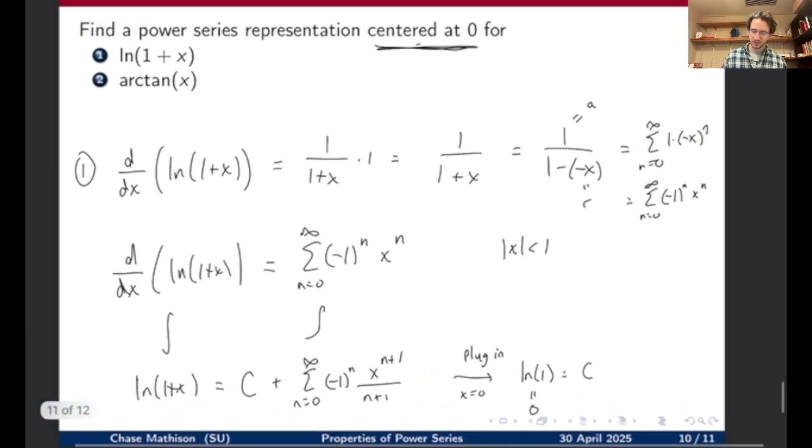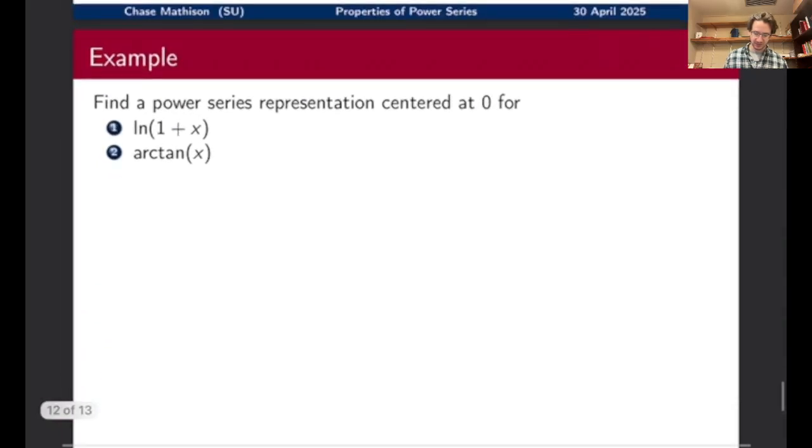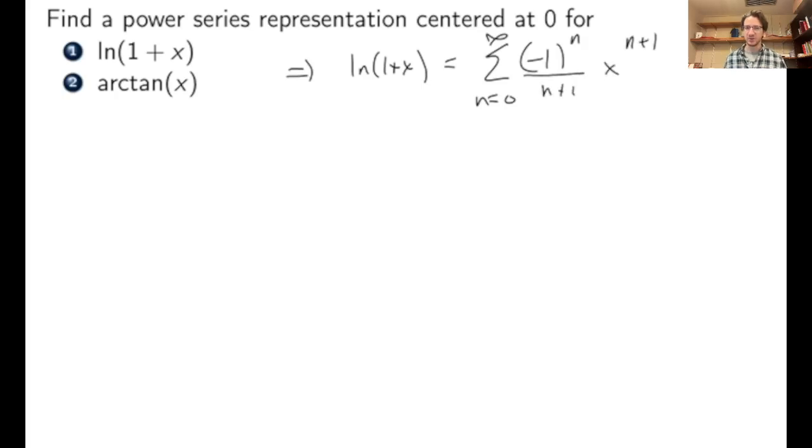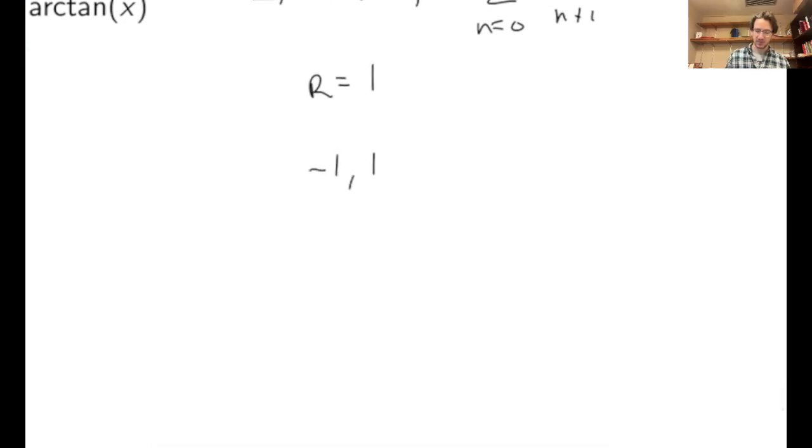Okay. And so this tells us that the natural log of 1 plus x has a power series representation of the sum from 0 to infinity of minus 1 to the n over n plus 1 times x to the n plus 1. Now, the radius of convergence is still guaranteed to be 1. It has the same radius of convergence as the geometric series we worked with originally. But the interval of convergence might not just be -1 strictly less than x, less than 1.